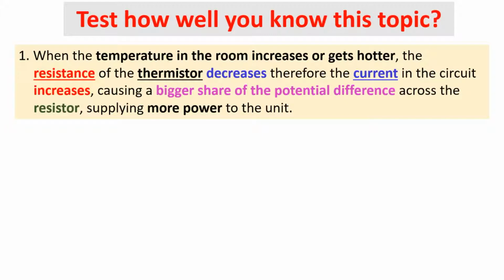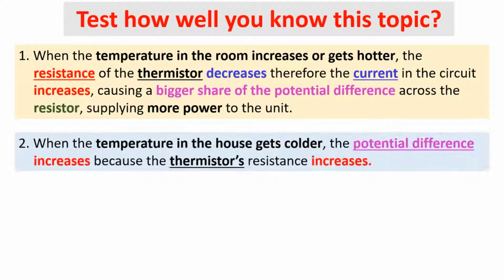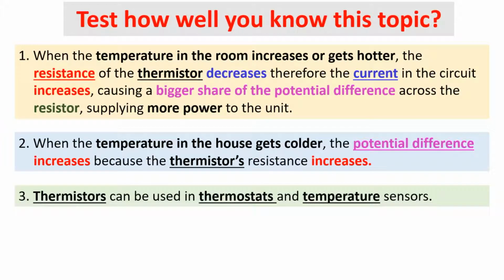In a sensor circuit in a thermostat, explain why the potential difference across a thermistor changes when the temperature of the house decreases. When the temperature in the house gets colder, the potential difference increases because the thermistor's resistance increases. Give 2 applications of a thermistor. Thermistors can be used in thermostats and temperature sensors.